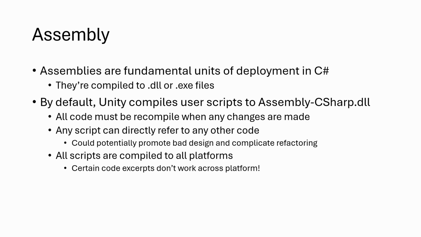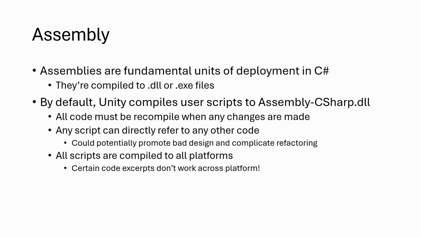But what does assembly definition mean, right? Before we know what assembly definition means, we need to know what an assembly is. An assembly is basically just a fundamental deployment unit in C#. These are the code that you want to compile to a single .dll, which is a dynamic link library file, or a .exe file, an executable file. All the code under the same assembly is going to be compiled into the same executable or library file.